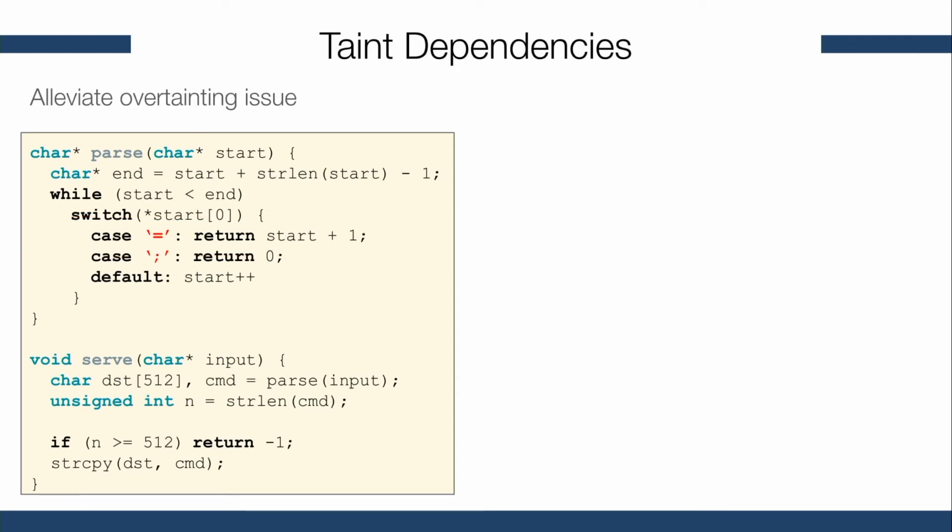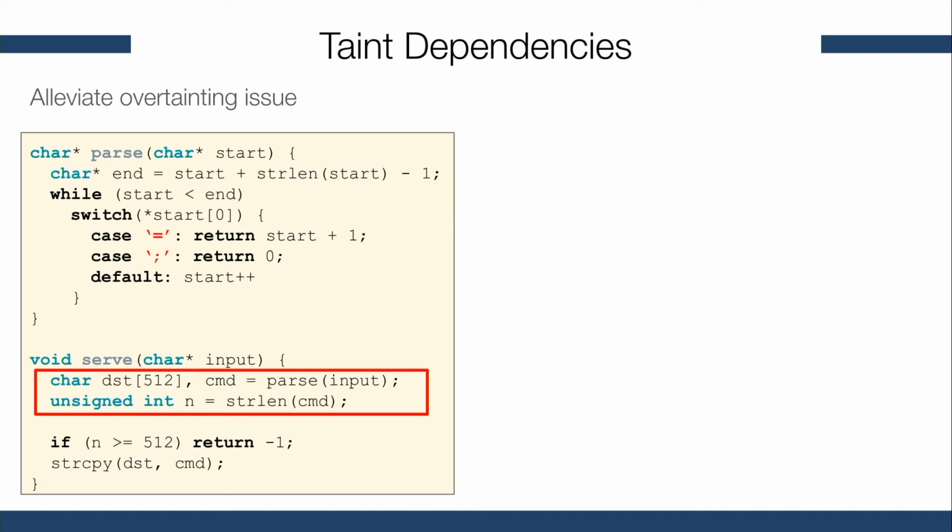Our second feature is what we call taint dependencies. Taint dependencies aims at alleviating overtainting issues. Proceeding with our example, we know now that the variable cmd is tainted, and as you can see, the variable cmd is passed to the function strlen. Now, let's assume that the function strlen is not analyzed, for instance, because either the body of this function is not present or because of some limitation in the static analysis, such as a limited call stack.